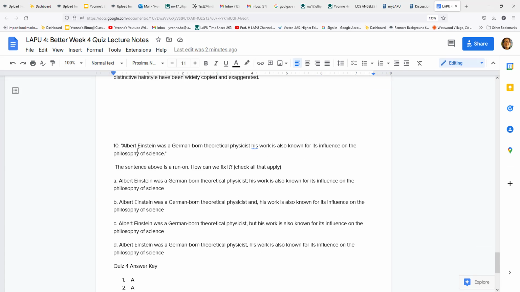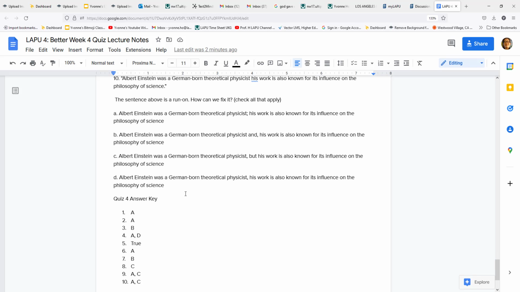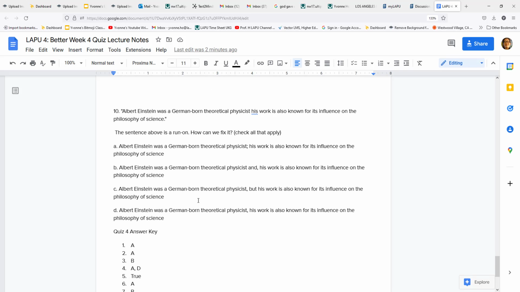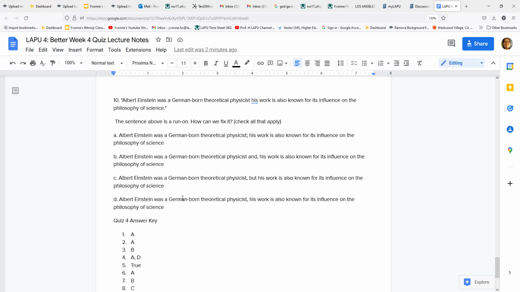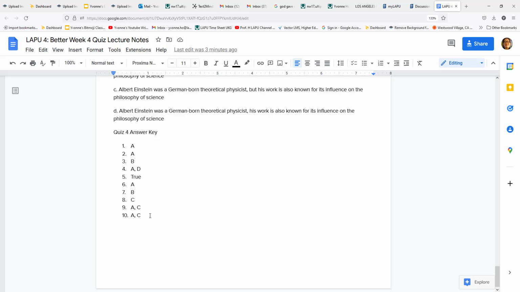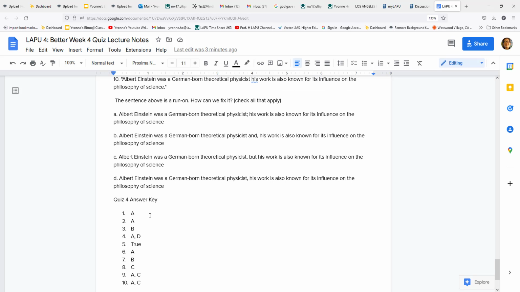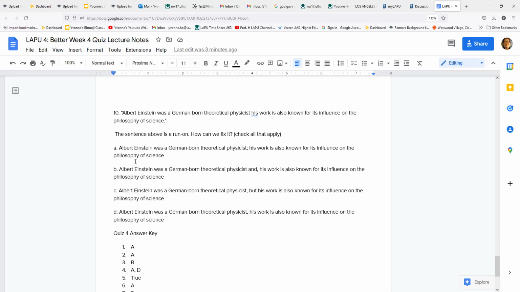10. Albert Einstein was a German-born physicist. His work is also known for its influence on the philosophy of science. In this case, this is a run-on sentence because there's no punctuation over here. And so here, this is an example of a run-on sentence. How can we fix a run-on sentence? And as you can see here are all the answers, okay? So if you can score a 100% and it matches the answers, then you can get a really good grade.